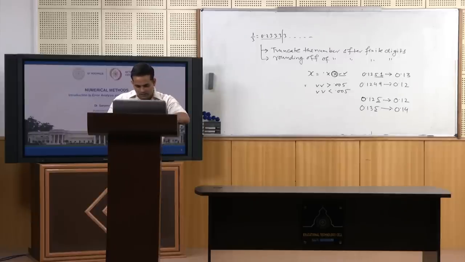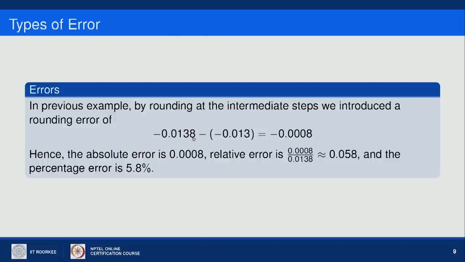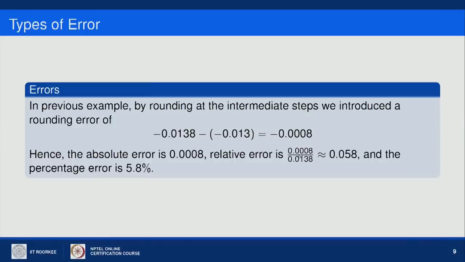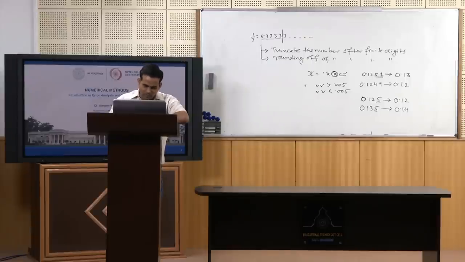So, if we take this particular example, here the true value is -0.0138, while the approximate solution which we are getting by rounding up each intermediate calculation up to two significant digits is -0.013. So, the error here is -0.0008. Absolute error is 0.0008. The relative error is 0.0008 upon 0.0138, and it becomes 0.058. It is looking small, but when we see the percentage error, it is 5.8, because it is 100 times of this particular number, and by looking at the error, more than 5% error is quite significant.